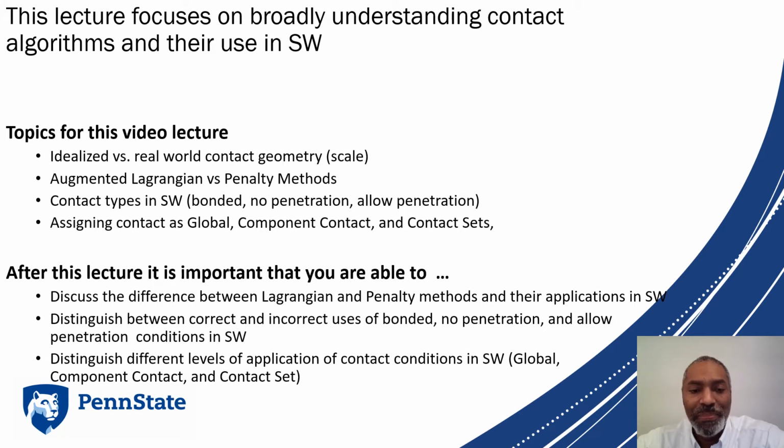Those are also important. After this lecture, it's important that you're able to discuss the difference between Lagrangian and penalty methods and their applications in SolidWorks, distinguish between correct and incorrect uses of bonded, no penetration, and allow penetration conditions in SolidWorks. So do you know how to assign the right type? And also, looking at it, can you tell whether or not the type that you've selected is correct? And finally, to distinguish between different levels of application of contact in SolidWorks. So when to use global, when to use component, and when to use contact sets.